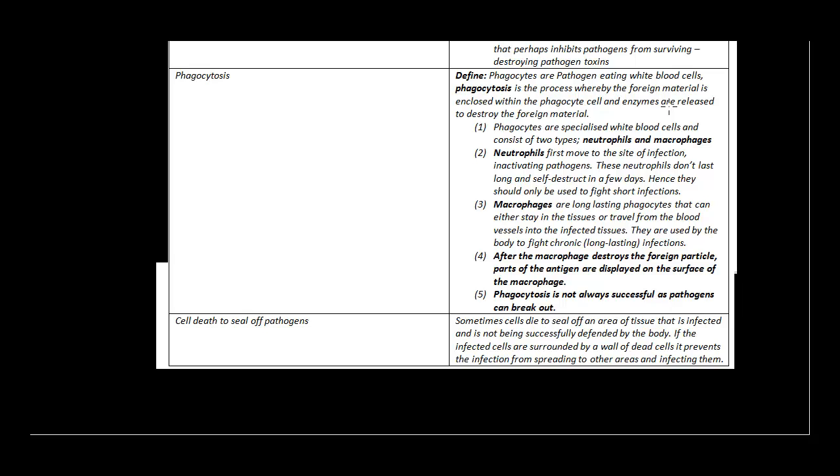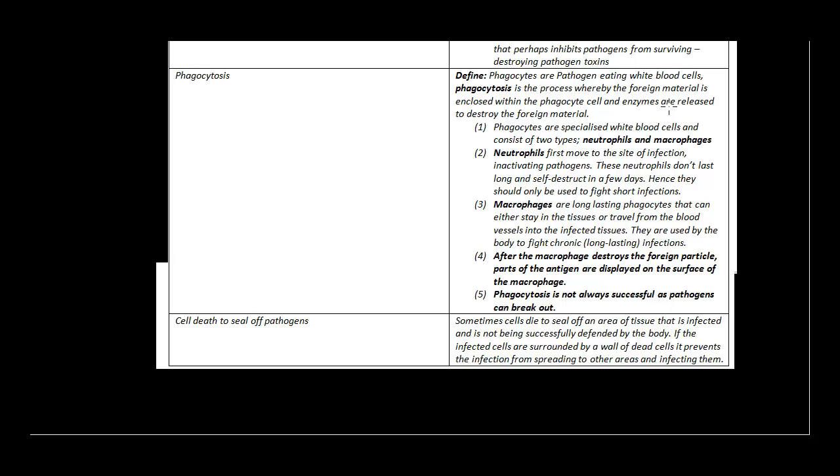Now, phagocytosis is quite a weird word and a big one, but phagocytosis is just the process in which a cell engulfs another cell. And phagocytes themselves are basically white blood cells that do exactly that. These white blood cells, called phagocytes, allow for the engulfing of cells, and when engulfed, they allow for that cell inside to die. So phagocytosis is the process whereby foreign material is enclosed within the phagocyte cell, and the enzymes are released to destroy the foreign material.